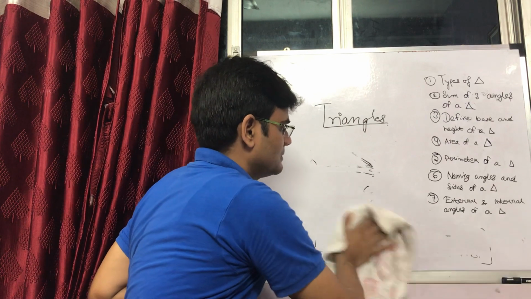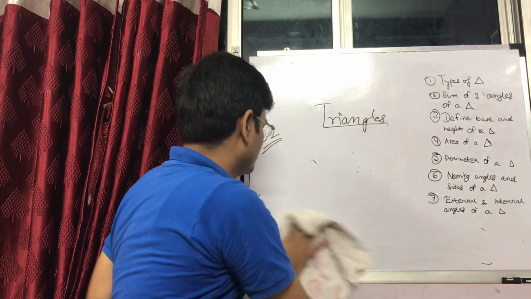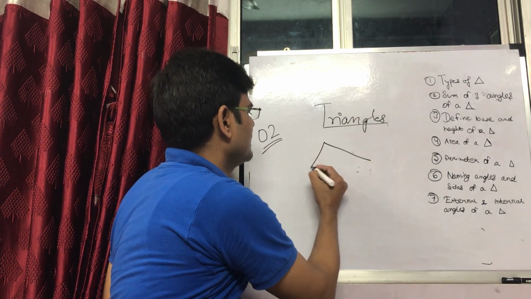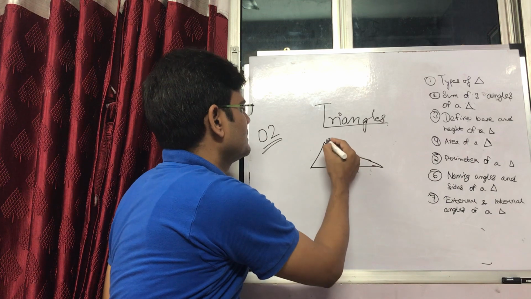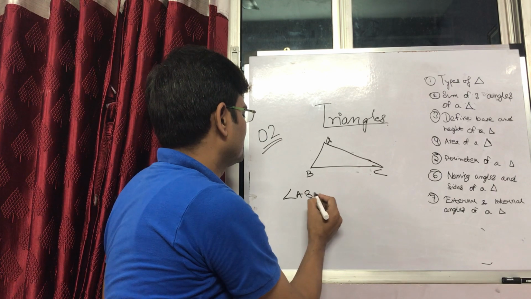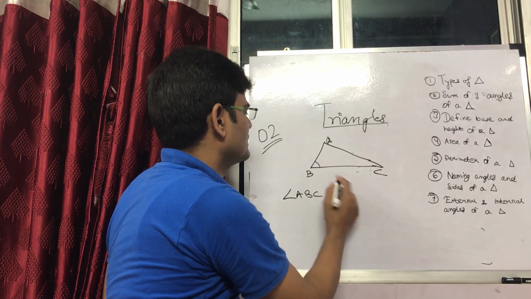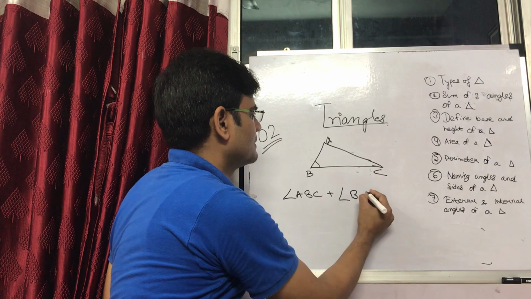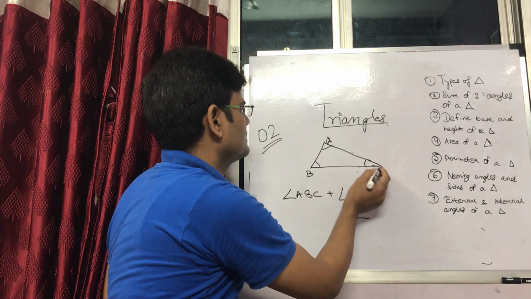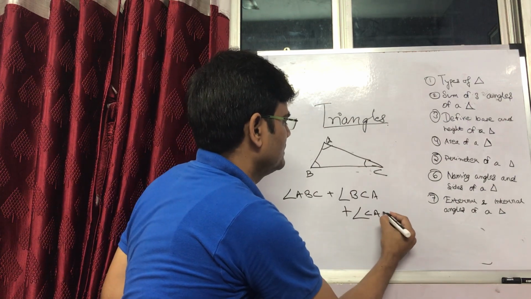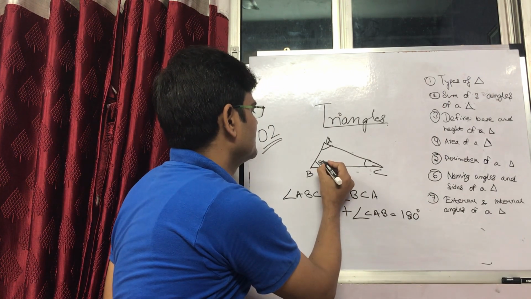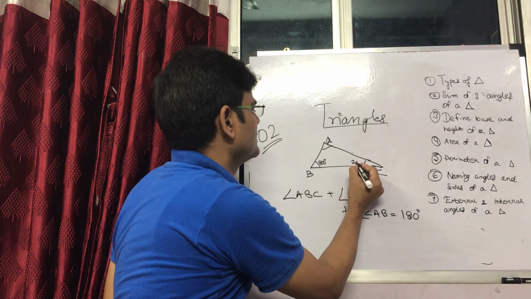Third one, last one, external and internal angles. So I'll tell you another thing. In a triangle, the sum of the three angles of a triangle is equal to 180 degrees. So I can write something like this, right? Angle ABC, which is this angle, plus angle BCA, plus angle CAB, equals 180 degree. If you know any two, say this is 80 degree, this is say 20 degree.